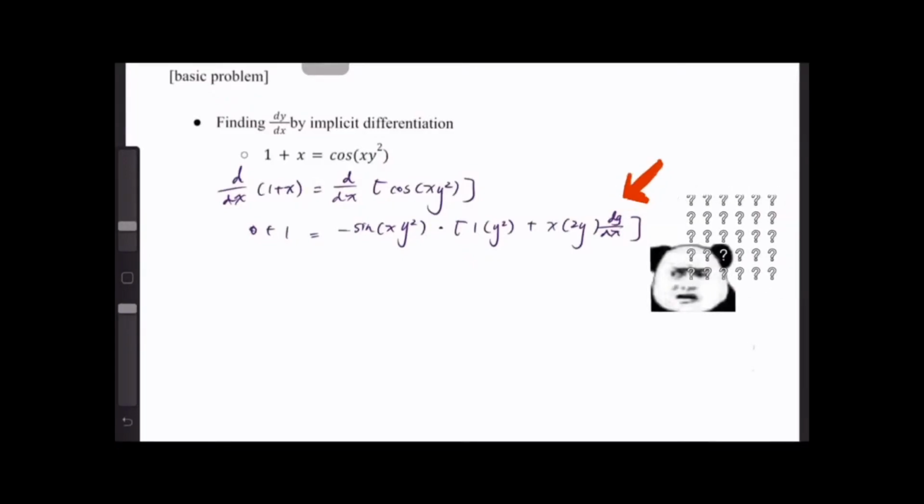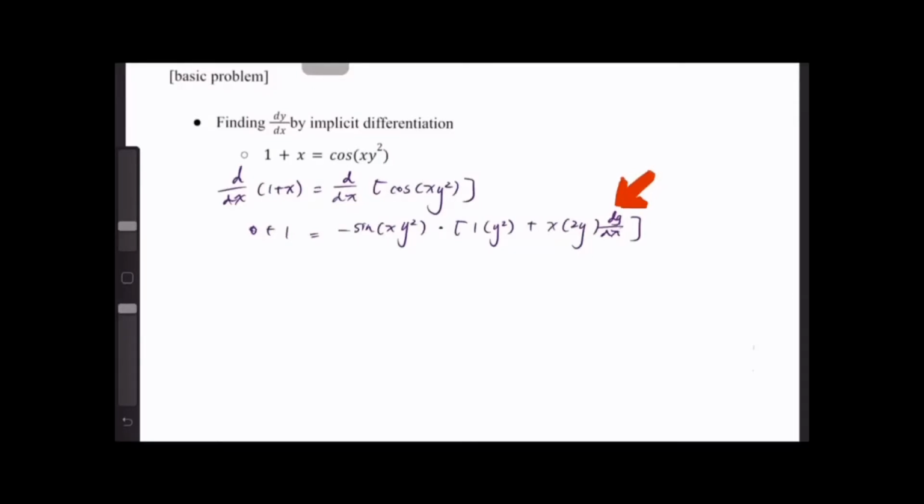Good question. The truth is, we have to assume y is some function of x, and we have to apply the chain rule here again. By applying the chain rule here, we get 2y, which is the derivative of the outer function, and multiply by the derivative of whatever y is, which is written as dy/dx.